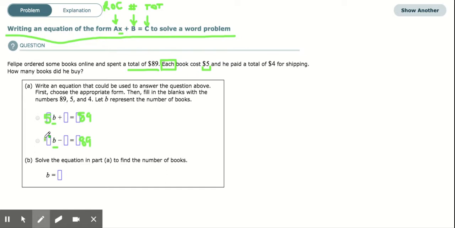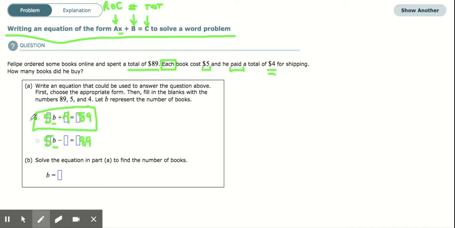The 5 goes with the b because it's $5 per book, or each book. And he paid a total of $4 for shipping. Since he paid $4 for shipping, would that be adding $4 or subtracting $4? Well, it's not like he was getting a discount. It's not like we're taking it off. He had to pay it. It was adding it. So 5b plus 4 equals 89 would be how you would solve this.